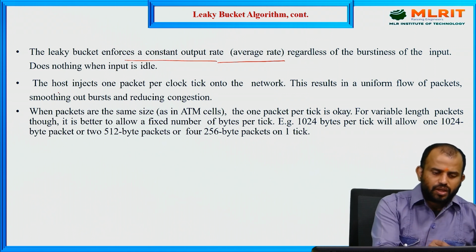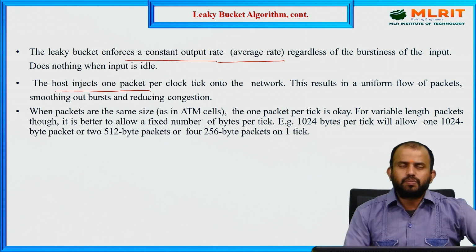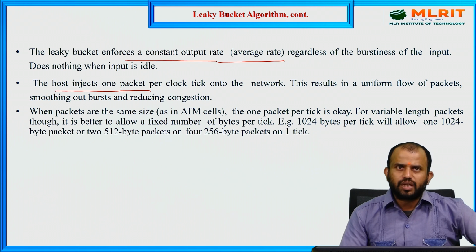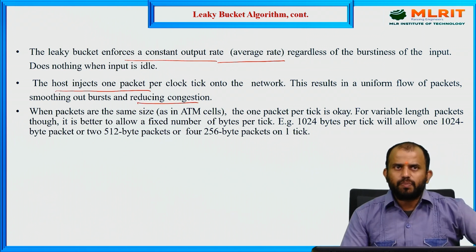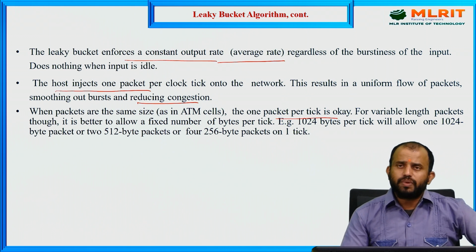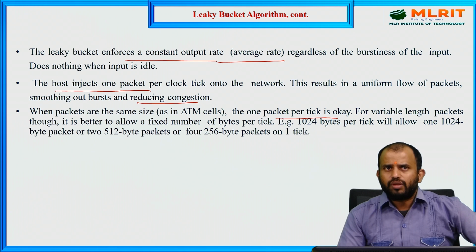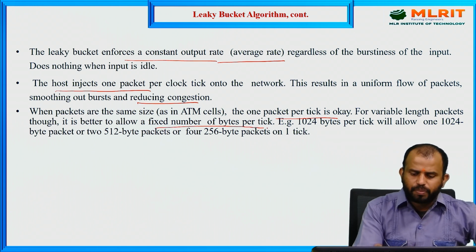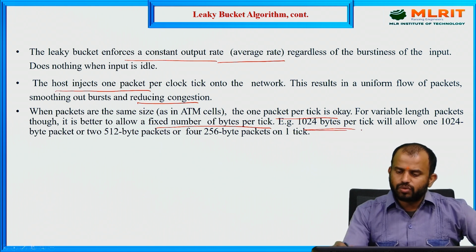Next, if the host injects one packet per clock tick onto the network, the result is a uniform flow of packets, because we have to smooth the information transmitted. This reduces congestion. When the packets are the same size, the incoming flow is the same, so one packet per tick is okay. If there are variable-length packets, a fixed number of bytes per tick should be allowed. For example, we are getting 1024 per cycle.